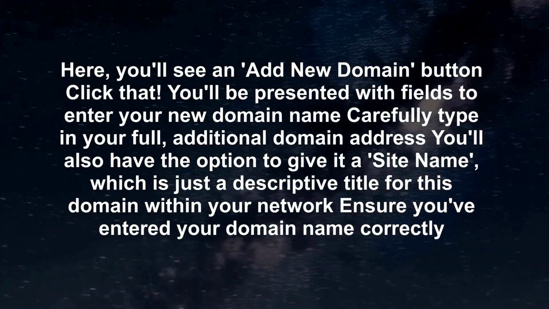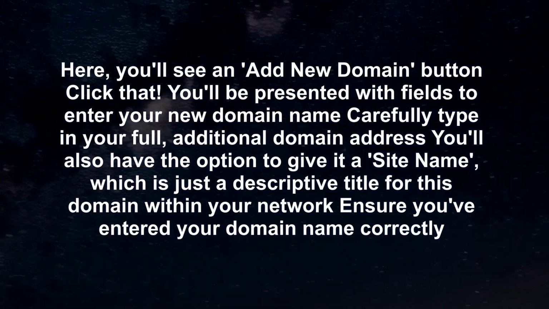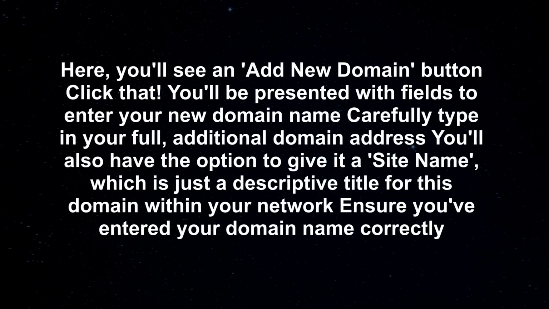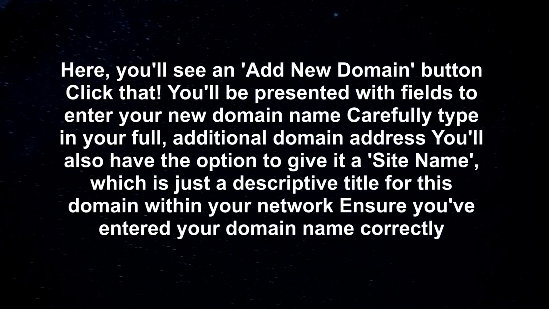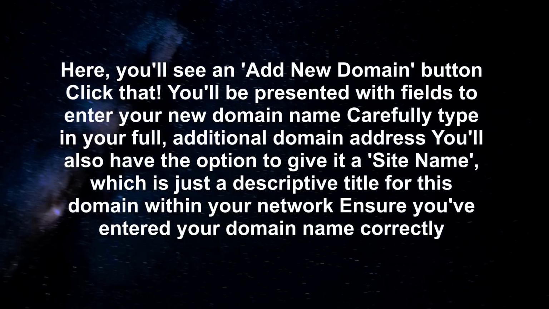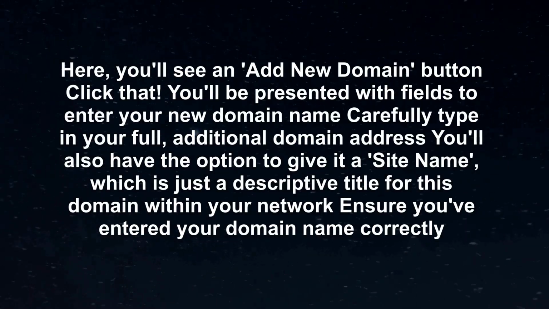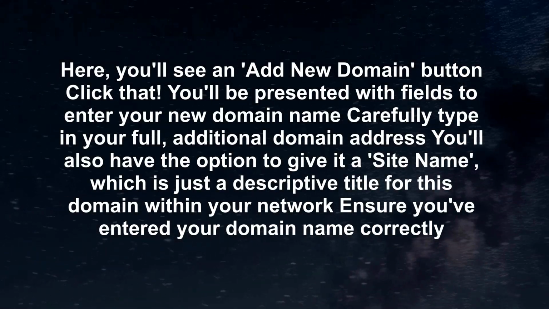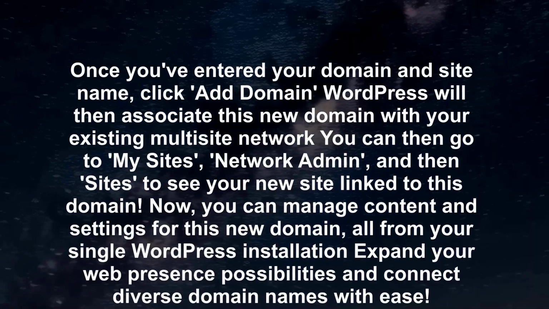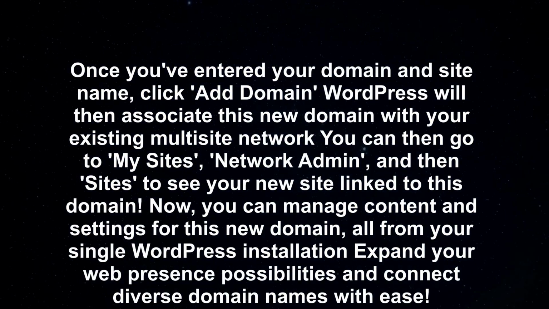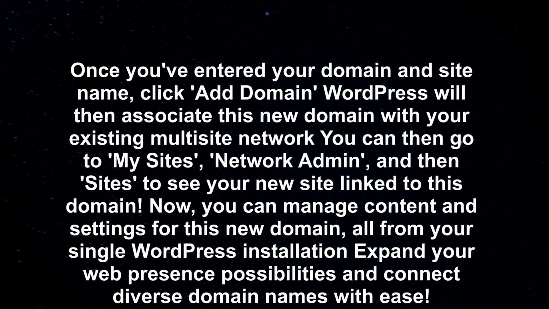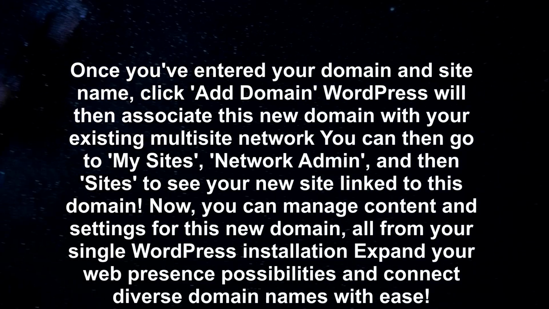Click that. You'll be presented with fields to enter your new domain name. Carefully type in your full, additional domain address. You'll also have the option to give it a site name, which is just a descriptive title for this domain within your network. Ensure you've entered your domain name correctly. Once you've entered your domain and site name, click Add Domain. WordPress will then associate this new domain with your existing Multisite network.